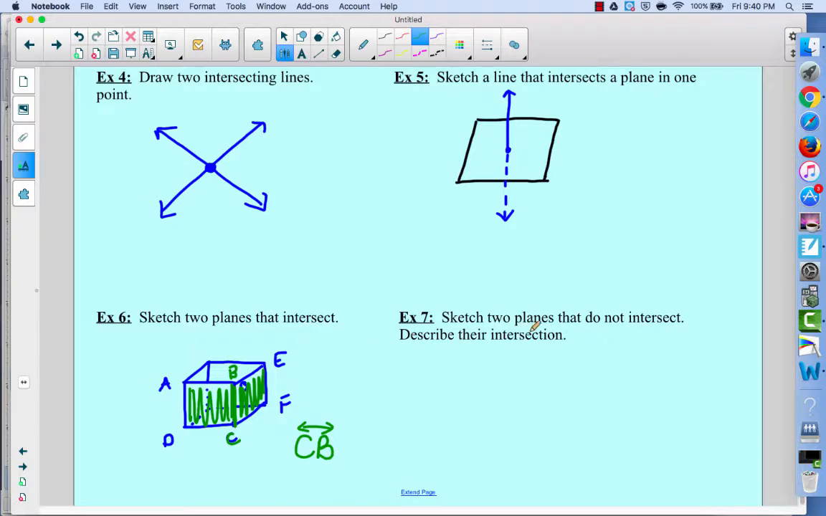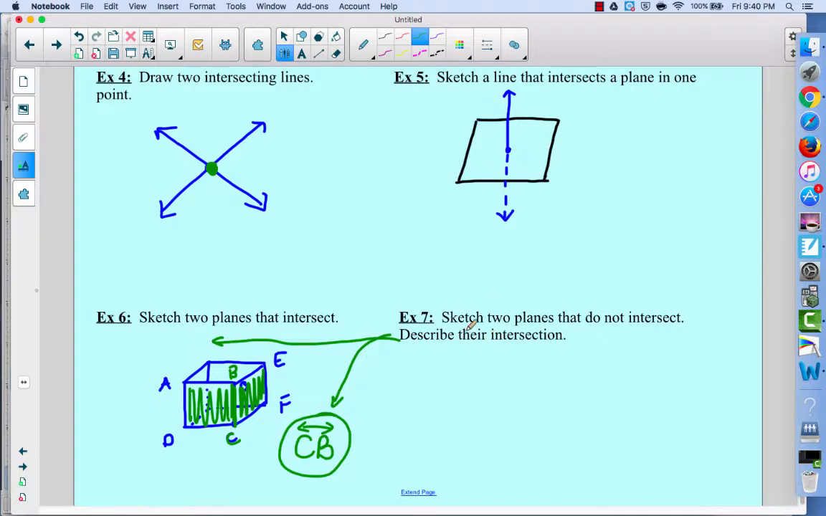So that's what I was looking for. That actually belongs over here. It should be right there. Describe their intersection. So the intersection of two planes is a line. Two lines intersect in a point. Two planes intersect in a line.